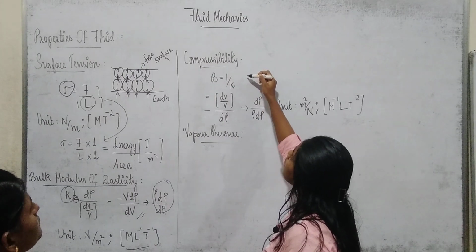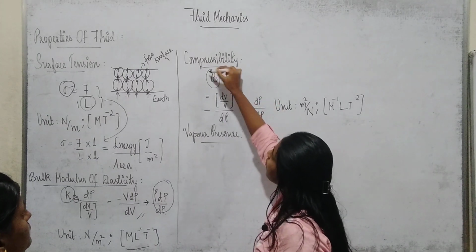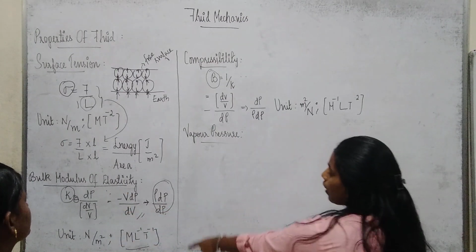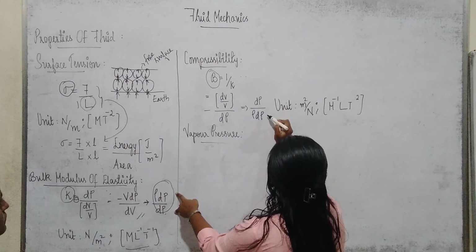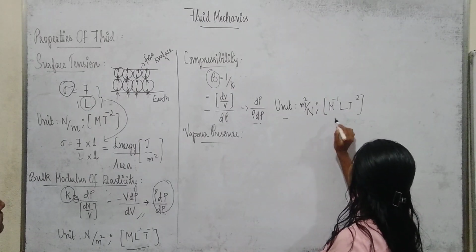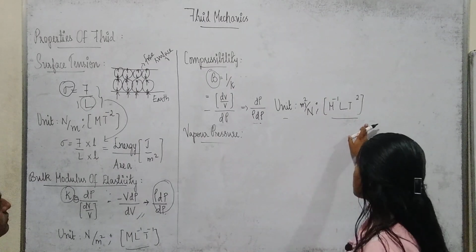Compressibility. Compressibility is denoted by the term beta. This is the reciprocal of bulk modulus of elasticity. That is, we get the opposite of this, d rho by rho dP. The unit is meter square per Newton, and the dimension is M^-1 L T^2.